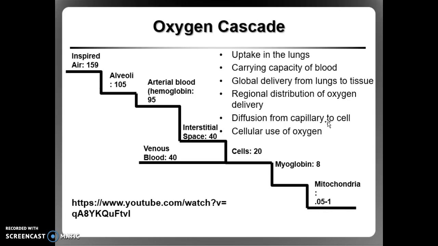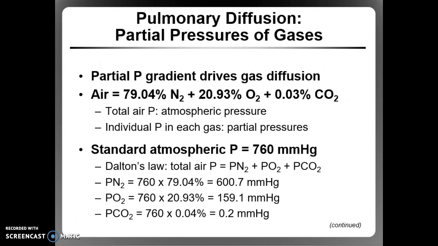Here's the oxygen cascade to give you an idea of the partial pressure of oxygen as it hits the lungs and the alveoli. As it flows through and we hit the venous blood, gas exchange occurs, and then the pressure just keeps going down, because we are exchanging that oxygen and bringing deoxygenated blood back up to the lungs. Each different molecule has a different partial pressure.